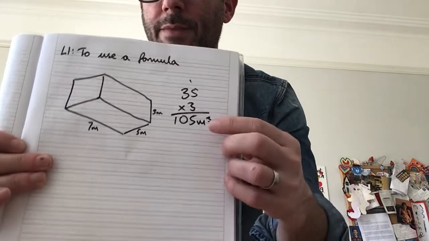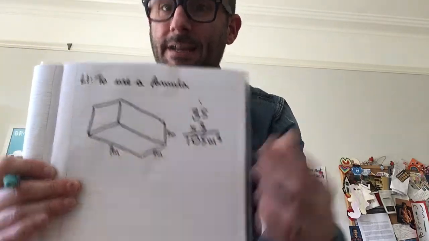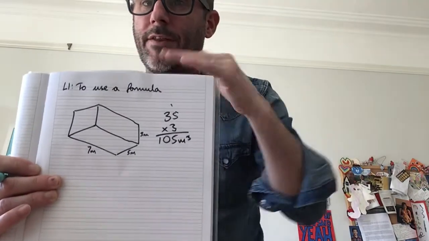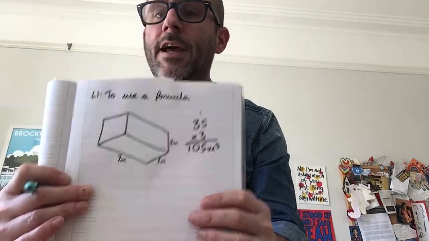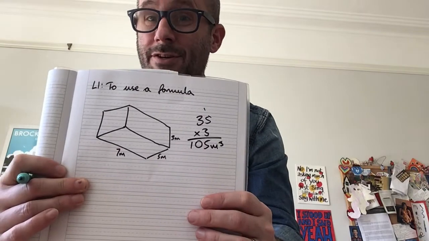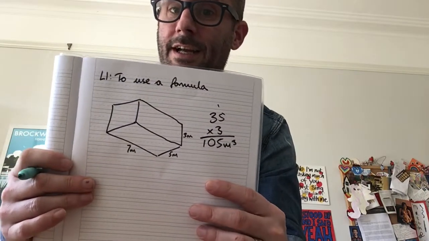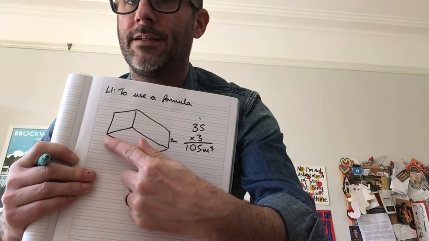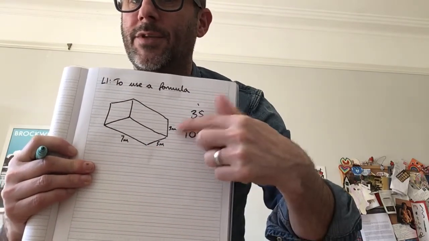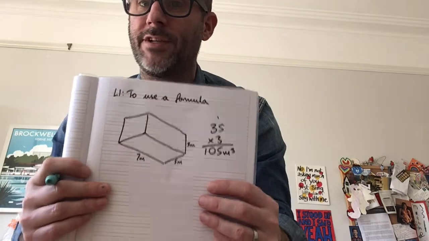So 35 times 3, I'll just do that quickly. 3 times 5 is 15, and 3 times 3 is 9, so we should come up with 105 meters cubed. Note the little 3 there. That's what we're going to be doing. We're going to be using this formula, length times width times height, to work out the volumes of a series of cuboids.